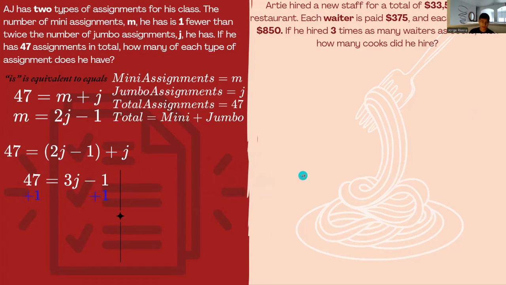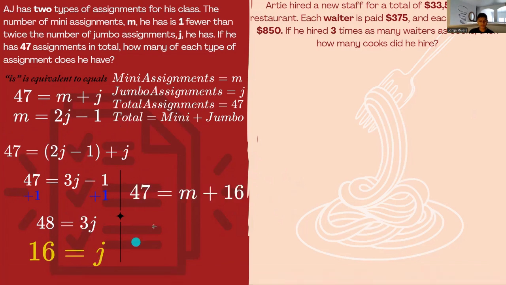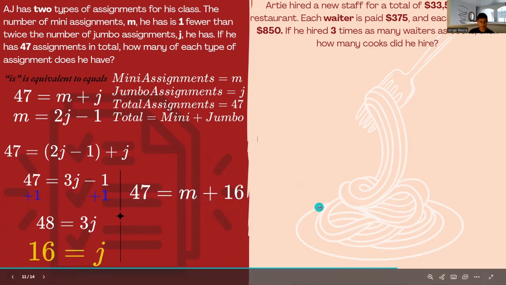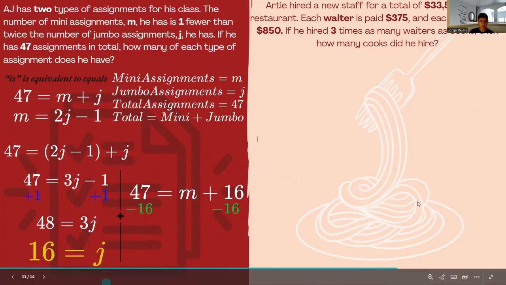We add 1, we combine like terms. It's going to be 48 is equal to 3j. We divide both sides by 3, it's going to give us 16 is equal to j. And since we have that, we can just plug 16 in for j, and then we can just subtract 16 from both sides in order to isolate the same variable, right?